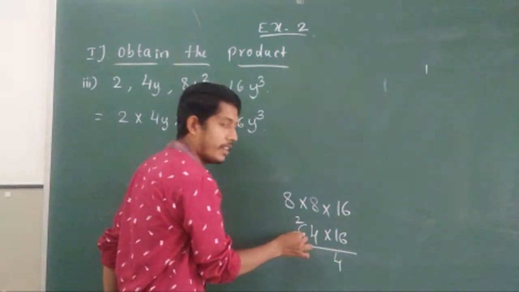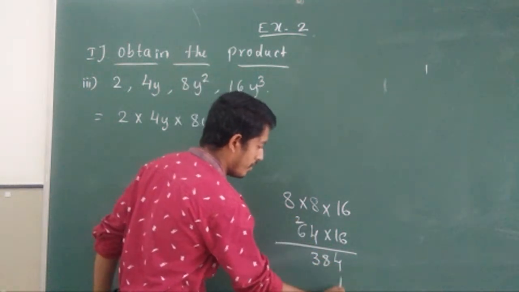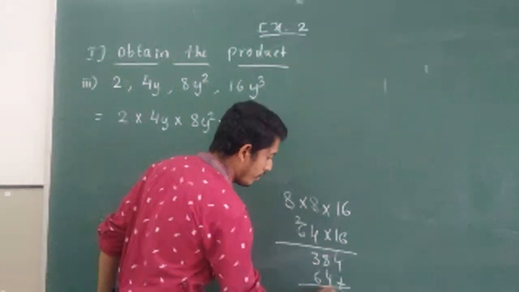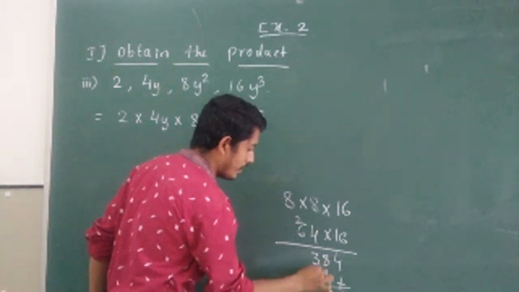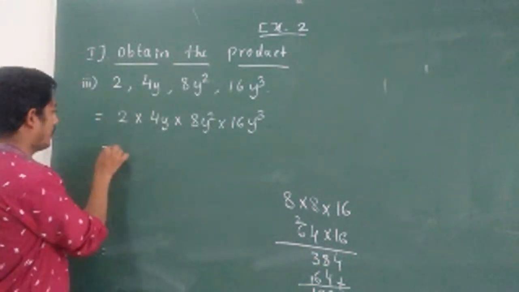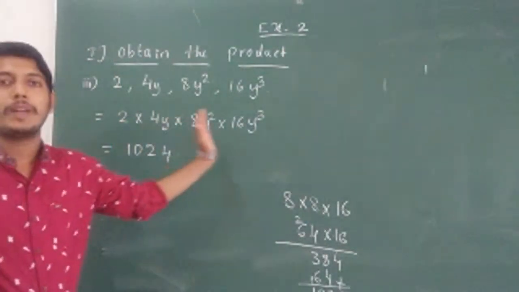6 6s are 36. 36 plus 2, 38. Plus 4. Then 6 4s are 24, it becomes 4 and carry 2. 8 plus 4, 12. 6 and 3 are 9, plus 1, 10. So it becomes 1024. Then we have to multiply the variable.